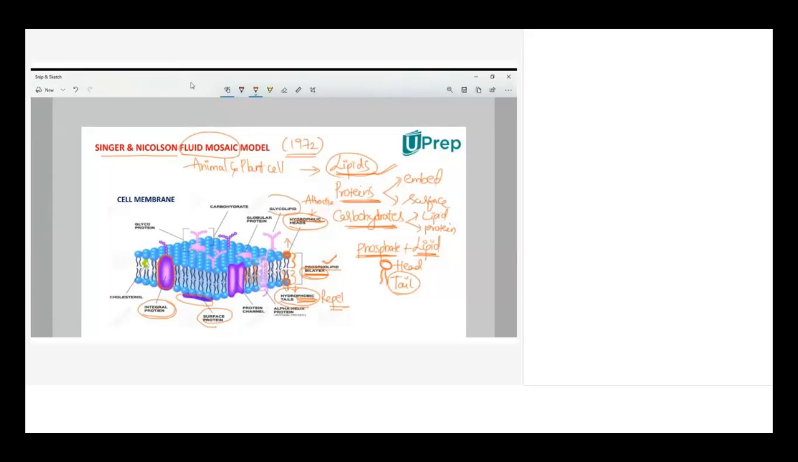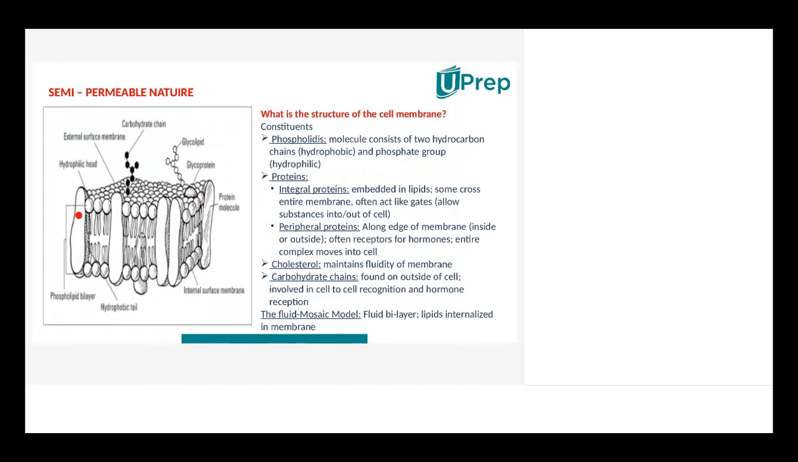If the carbohydrate is associated with protein, it is called glycoprotein. See, when you take the whole plasma membrane structure, you will have the outside of the plasma membrane and the inside of the plasma membrane. So this is the outer part and this is the inner part. It was clearly written in this diagram: external surface, internal surface.